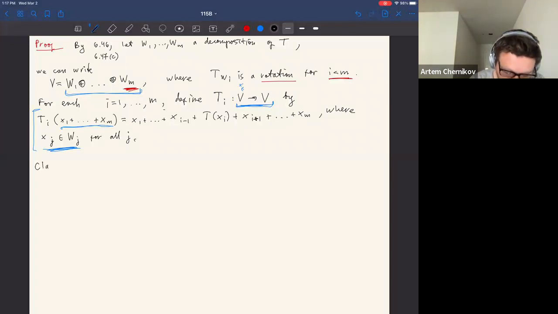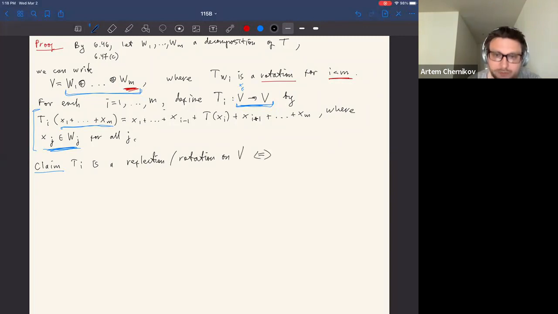So, claim: the map Ti is a rotation or reflection on V if and only if the corresponding restriction of T to the subspace Wi is a rotation or reflection, in the same order. So reflection, rotation.